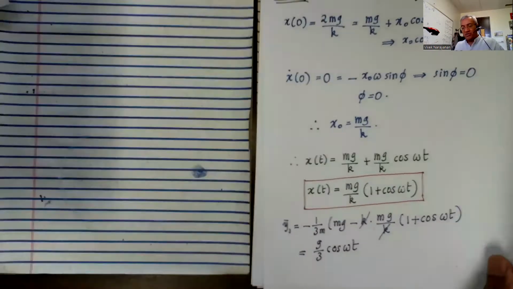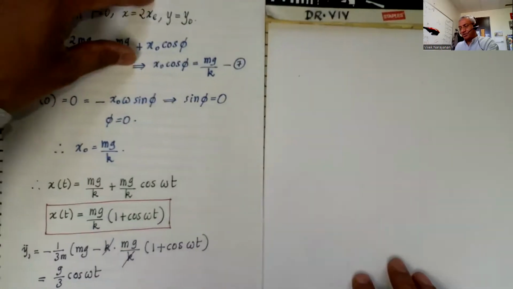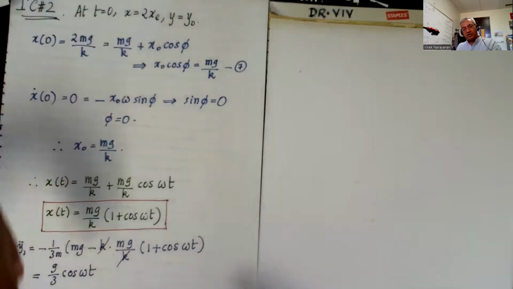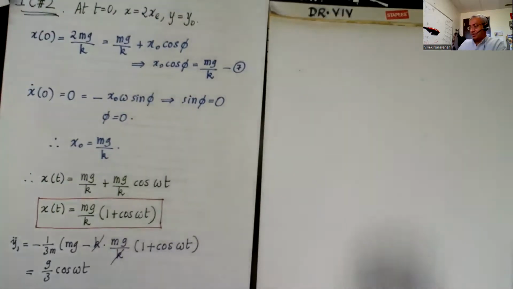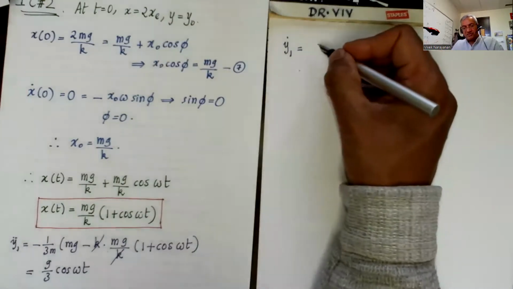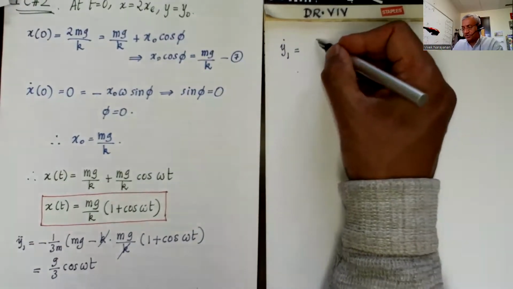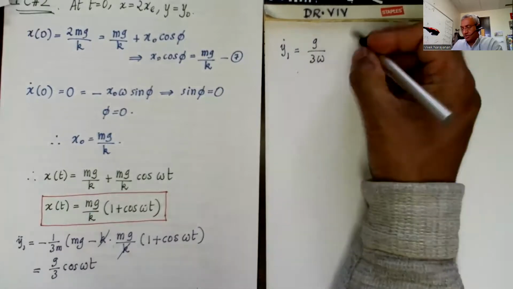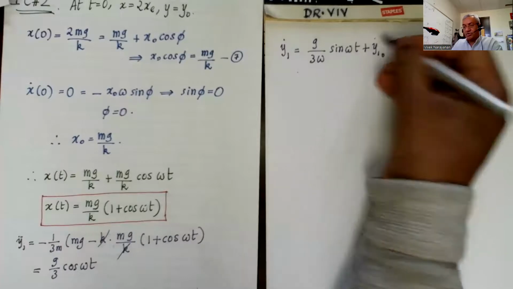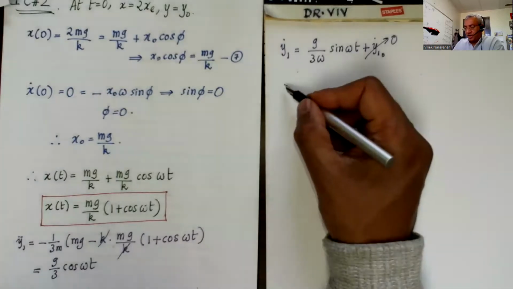Integration of a cosine is not difficult. Is it a positive sign or negative sign? When I differentiate cosine, I get a negative sign, so when I integrate cosine, I get a positive sign. All right. So first integral, y1 dot is going to be, but each time you integrate, you also have to divide by the constant that this multiplies. So I get g over 3 omega sine omega t plus the initial condition, y1 0. But the initial condition is that you hold it fixed, so that's 0. Then you integrate again.